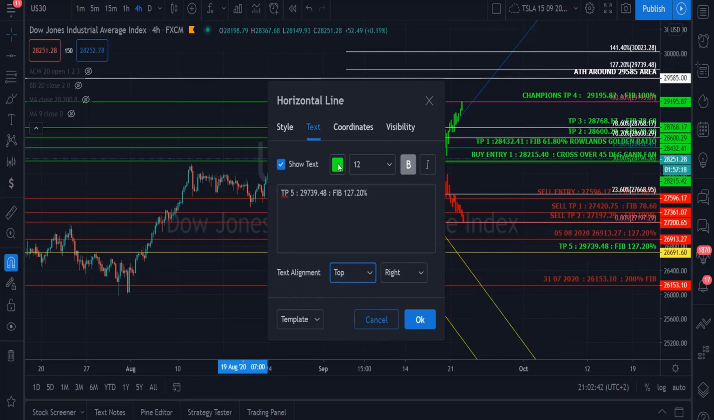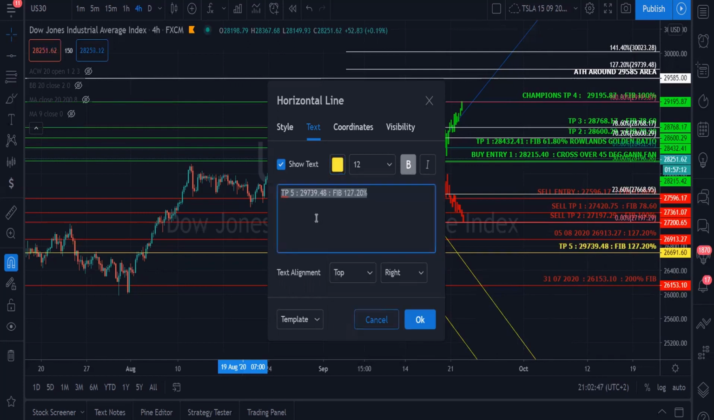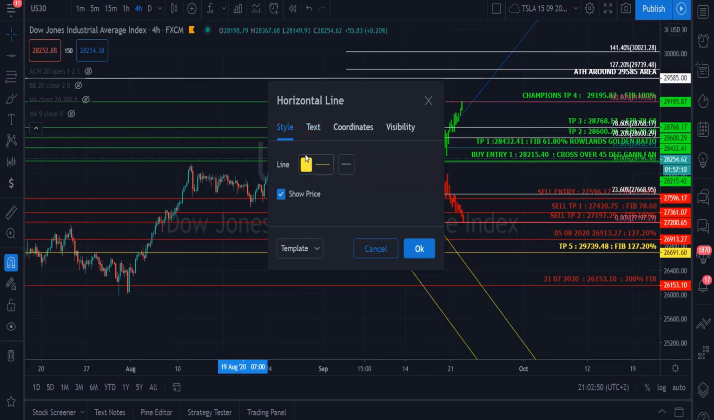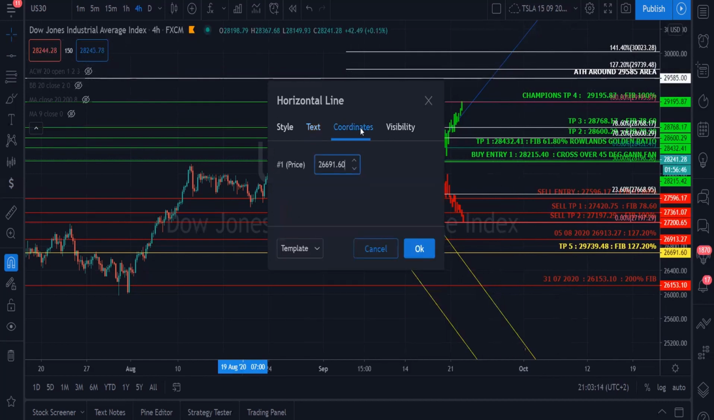I want to change the text to yellow just for the purpose of this lesson. So I've got my style, which is my line is yellow. I've got my text, which is that Fibonacci 127.20, and I've changed that to yellow. Now I want to move this line from here to here, okay? Instead of dragging this line and going there and probably being a few dollars off, I go into something called coordinates. And then here I type in this figure, which is 29739.48.